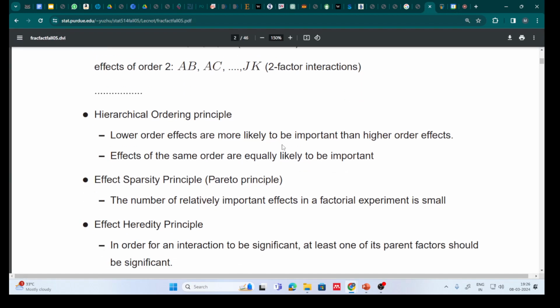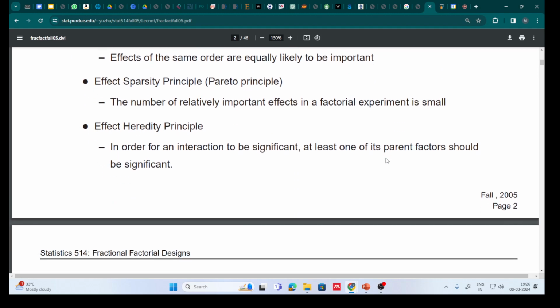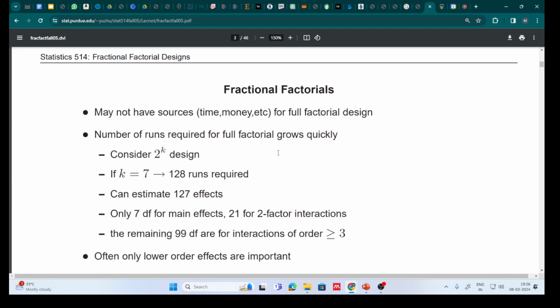Effects of the same order are equally likely to be important. Then the effect sparsity principle, then the effect heredity principle. So if we come to the fractional factorial design, we may not have the resources for the full factorial design. So what will we do?